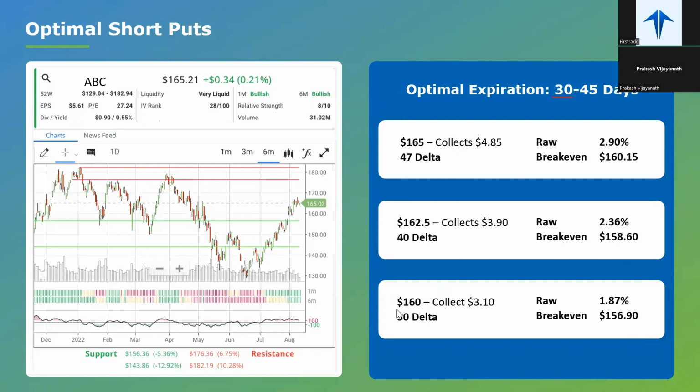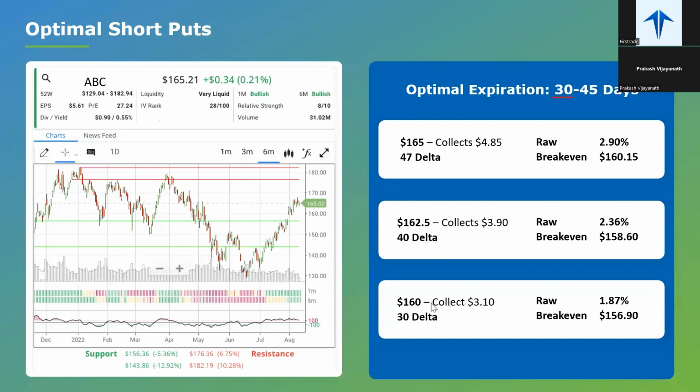And finally, we have the 160 strike. So that's quite further below where ABC is currently trading, collects less premium, and therefore less raw return, so less discount on your stock purchase. And the break-even is also lower, given the fact that we have a much lower strike price, but this is a 30 delta. So there's only a 30% probability of you getting assigned on this strike price.